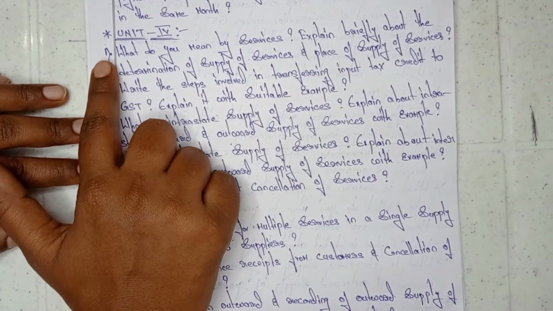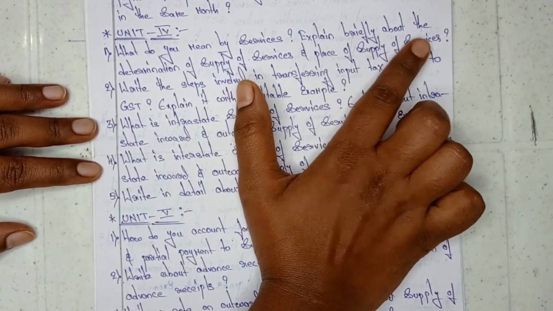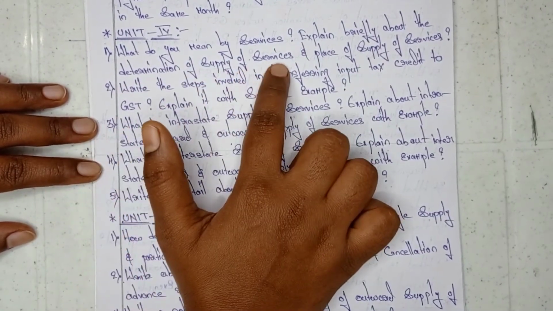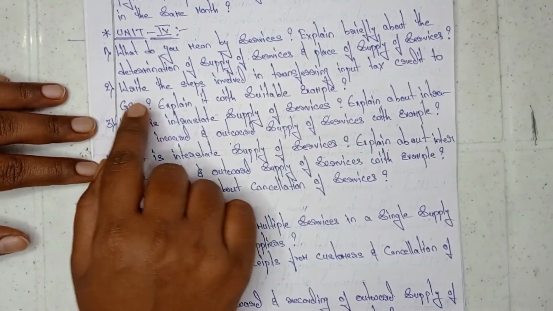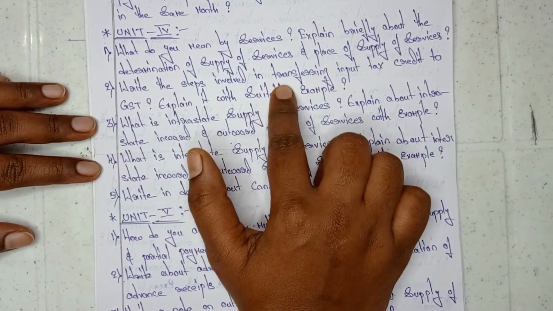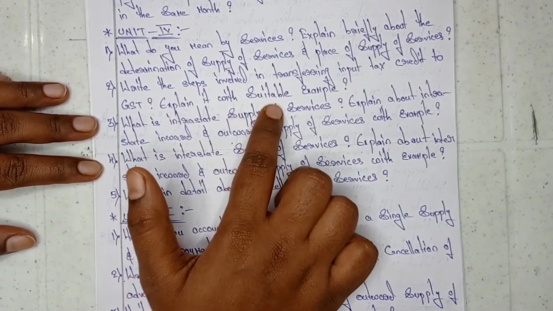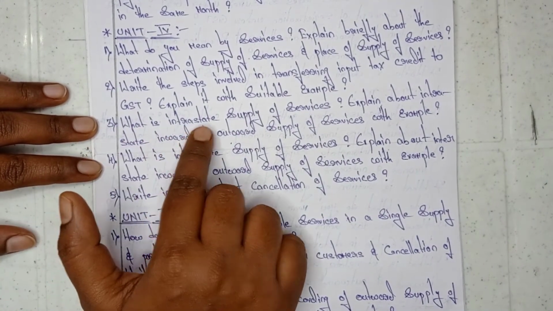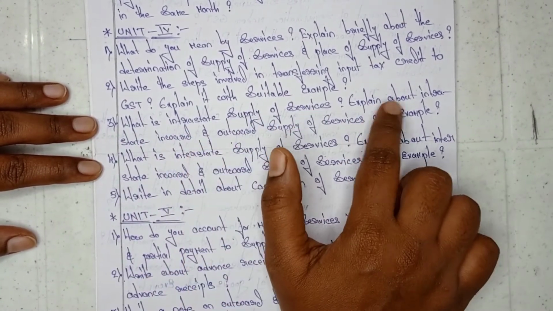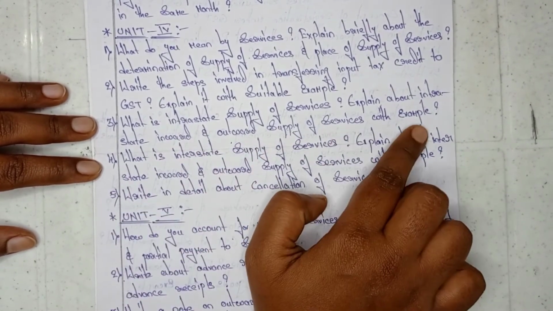The first question is what do you mean by services? Explain briefly about the determination of supply of services and place of supply of services. Second question is write the steps involved in transferring input tax credit to GST. Explain it with a suitable example. Third question is what is intrastate supply of services? Explain about intrastate inward and outward supply of services with examples.